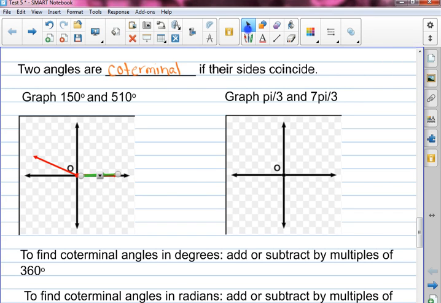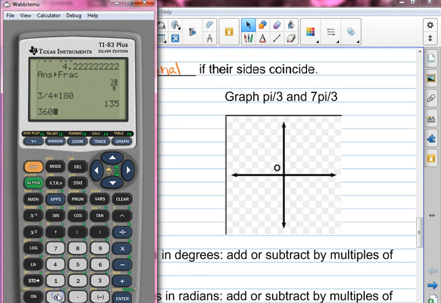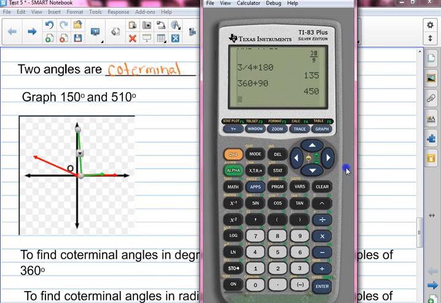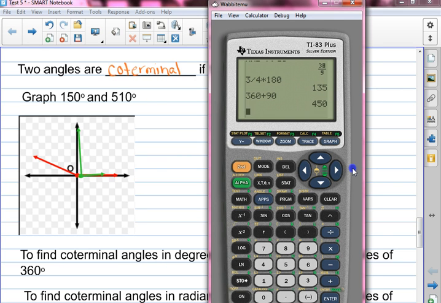All right, 510 degrees. So one full rotation around is 360 degrees. And then I have some more to go. 360 plus 90 is what? Is 450. So I'm at 450 degrees, and I still have more to go. Now what's that plus 90? That's 540, so that's too much.